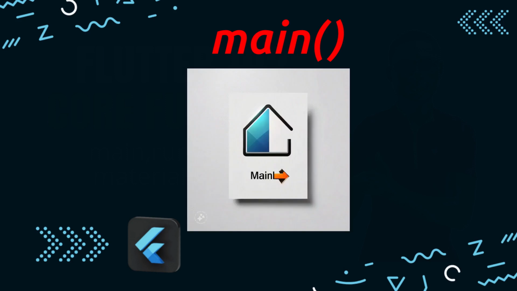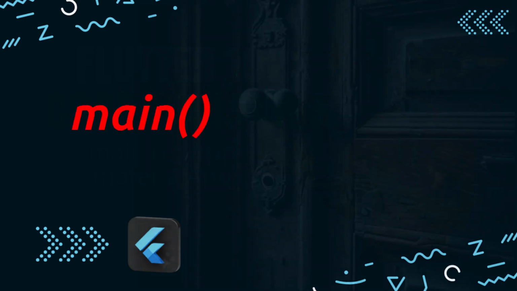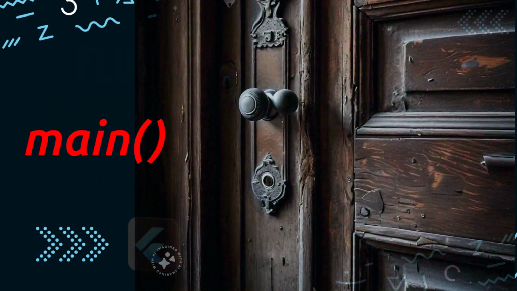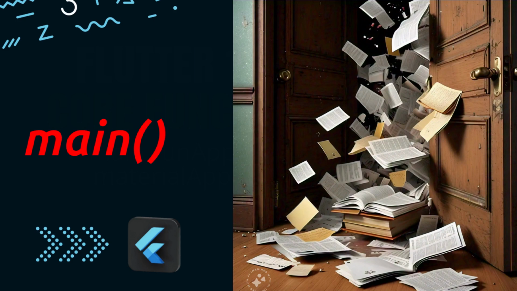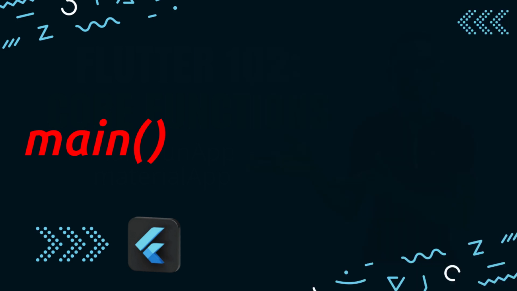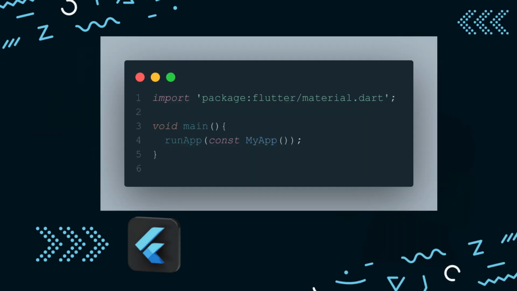The main function. What is the main function? The main function is the entry point of any Flutter app. Every Dart program starts with this function, and from here, Flutter knows where to begin executing your app. Simply put, think of main as a door to your Flutter app. When you open that door, the rest of your app begins to load. In Flutter, it looks like this.